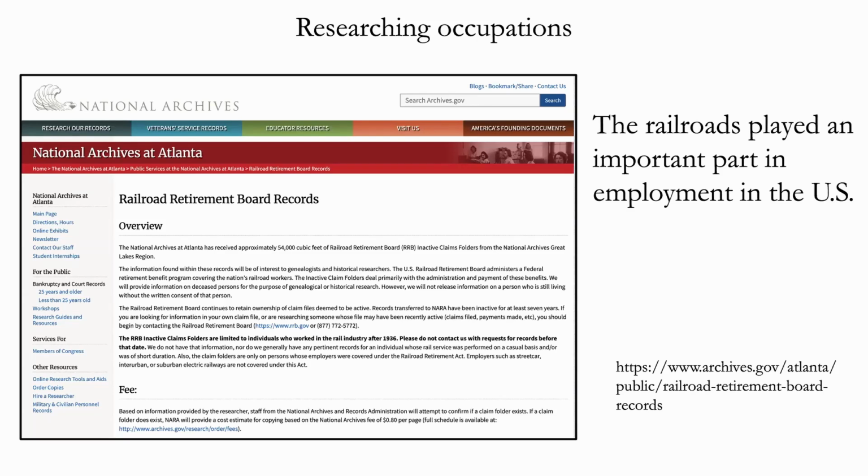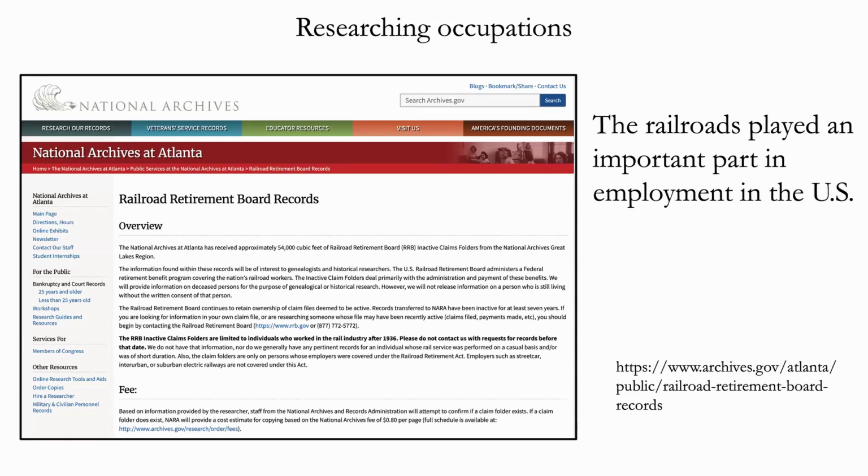And so one of the things that you can find, and this is just an example of a record, is from the National Archives in Atlanta. So it's the Atlanta branch of the National Archives. And in this case, there are Railroad Retirement Board records. And it's interesting from this National Archives view. You may think, well, yeah, but I've never seen a Railroad Retirement Board record and I wouldn't know where to find it. And the answer is, well, they're sitting in the archives, in National Archives.